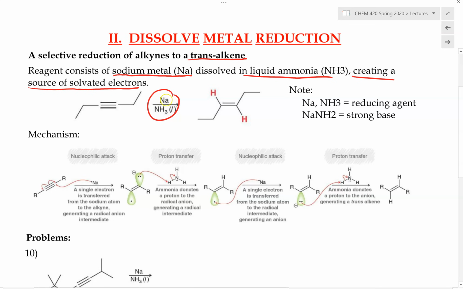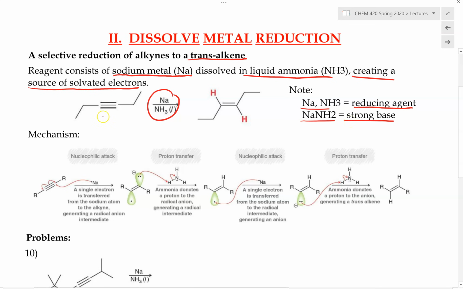When we combine sodium in liquid ammonia, it creates the source of electrons, and therefore it is a reducing agent. Please note not to mix this up. Sodium solid mixed with liquid ammonia is a reducing agent, versus when we have sodium and sodium amide, then this is a strong base. So these two reagents are different. The first one is the reducing agent, versus this one, which is simply a strong base.